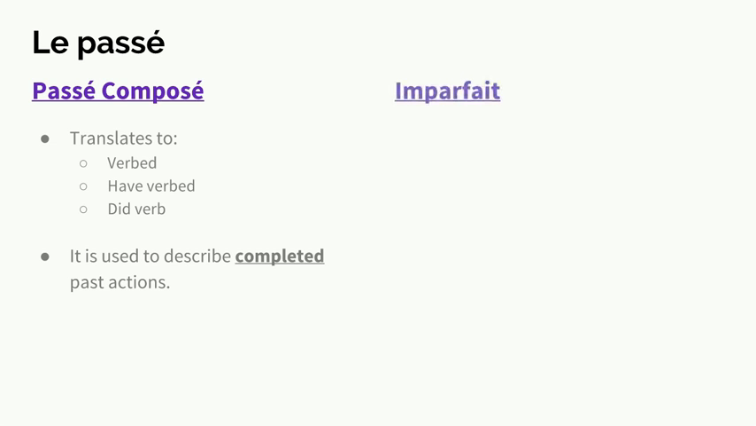The imparfait, however, also has three translations in English. It has used to verb, was or were verbing, and would verb. So for example, if I had the phrase je marchais, that is I used to walk, I was walking, or I would walk when I'm talking about the past. So every evening I would walk down the street.